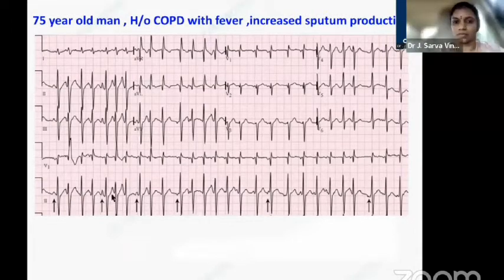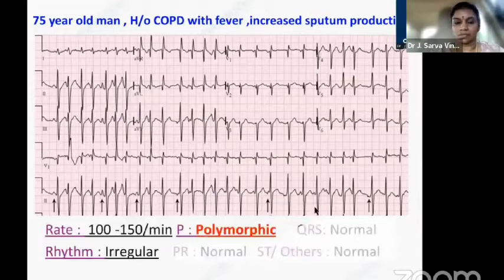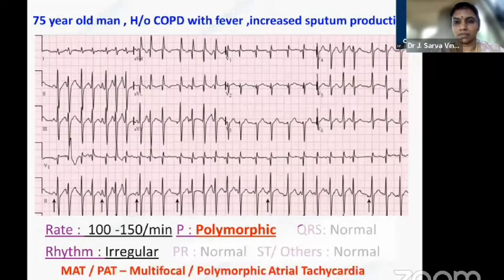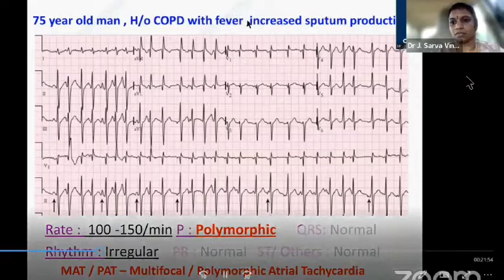And what about the P waves? We do see P waves before each QRS complex, but we can see the P waves are actually different. We see many different kinds of P waves here. So the P waves are actually polymorphic. And this is called polymorphic atrial tachycardia or multifocal atrial tachycardia, which is common in patients with lung conditions like COPD and increased sputum production, etc.